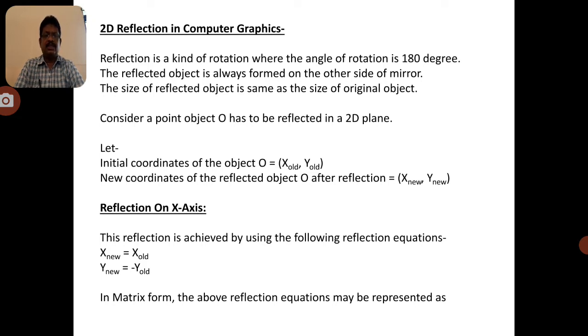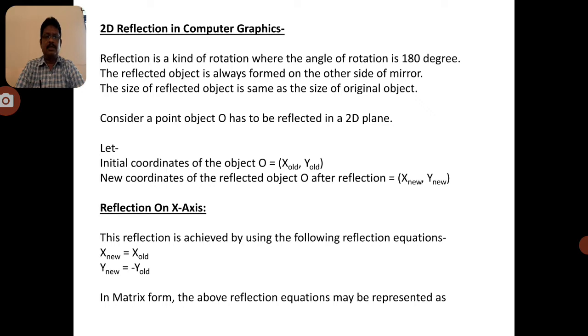Reflection is also a kind of rotation where the angle of rotation is 180 degrees. So the rotation should be taken in exactly 180 degrees, which is parallel to the x-axis and similarly parallel to the y-axis. That means exactly the opposite of the position is displayed at 180 degrees. So the reflected object is always formed on the other side of the mirror.